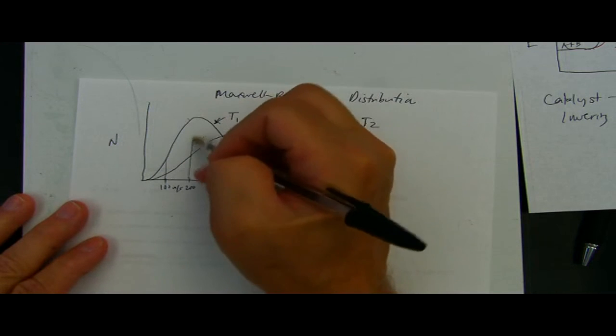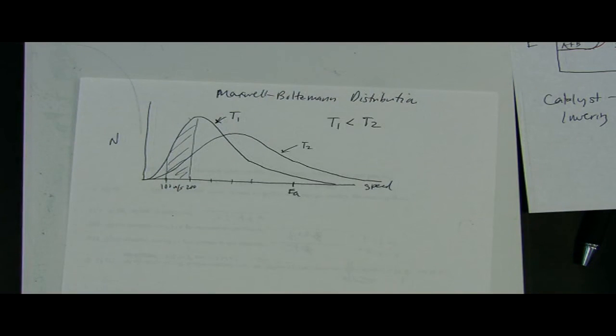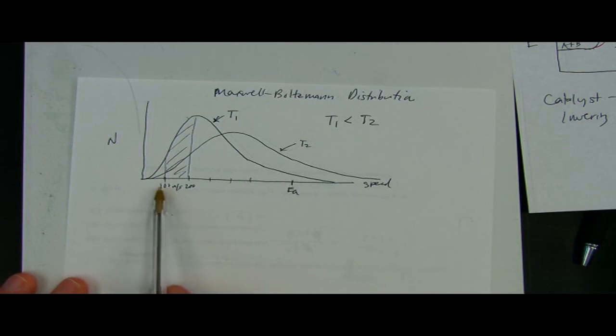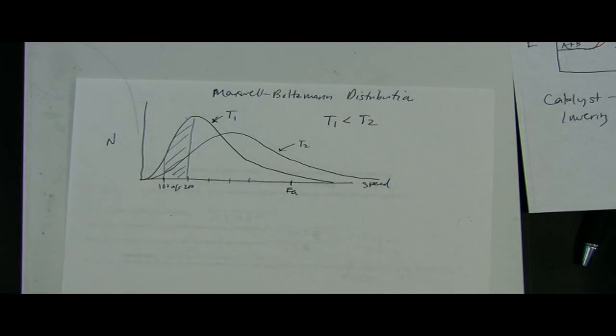If I take the area under the curve here, what does that represent compared to the entire area? Anybody know what the area under the entire curve is? It's equal to 1. All right. Let's say that the area between 100 and 200 meters per second is 0.2. What does that mean about the molecules that distribution has?